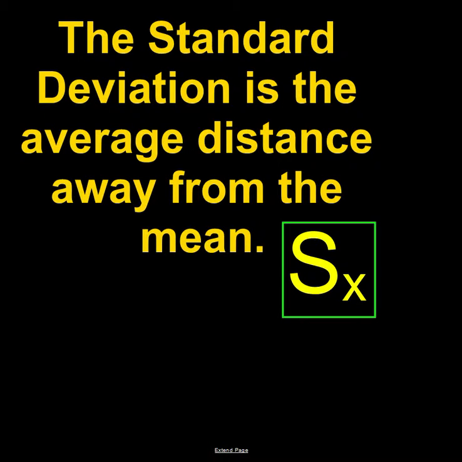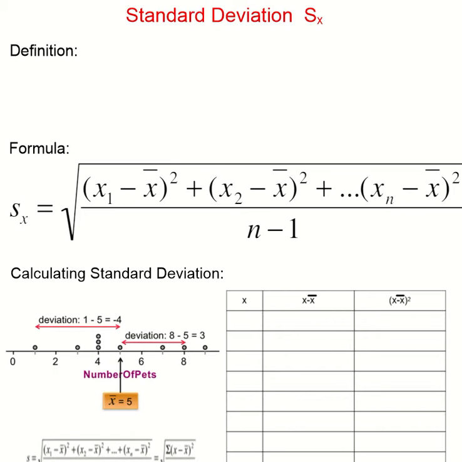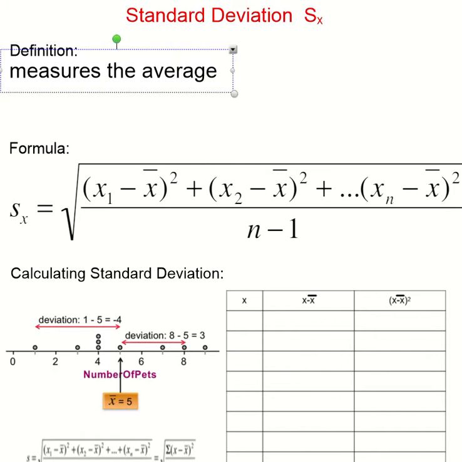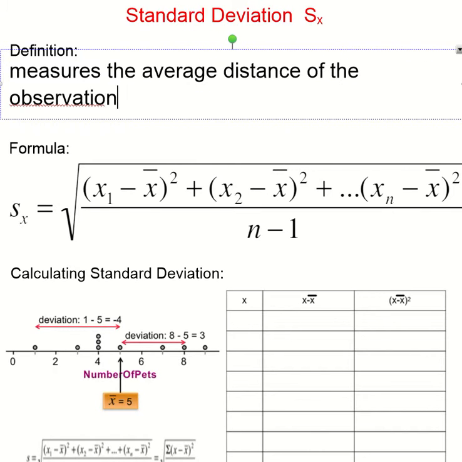So, the standard deviation is what we're really talking about today, and this is the average distance away from the mean. It's the average distance of each point away from the mean. And so our definition for standard deviation is that it measures the average distance of the observations from the mean.